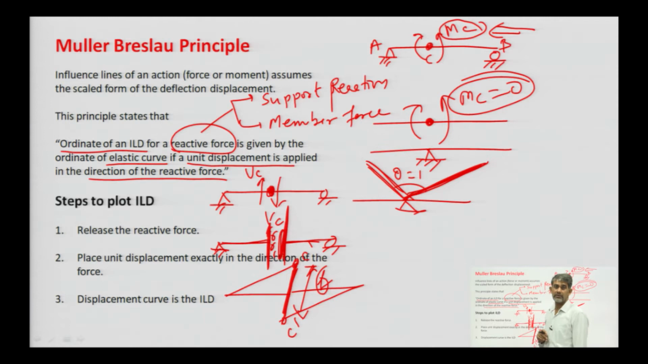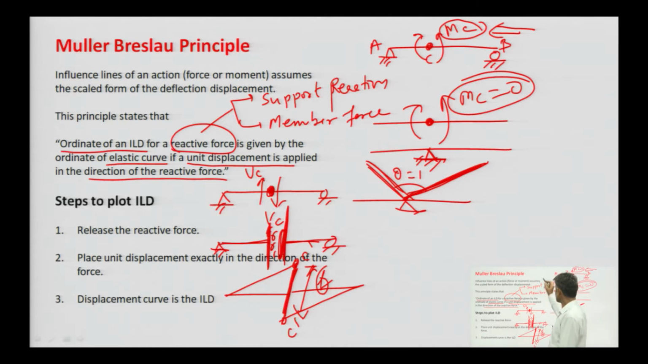In case of shear, the shear strength at that point has been released. In the earlier case, the bending strength at point C was released by providing a hinge. Here, by providing a slider at point C, we are releasing the forces. And why are we releasing the force? To provide the unit displacement in the direction of the reactive force.